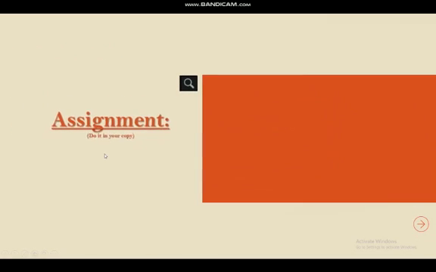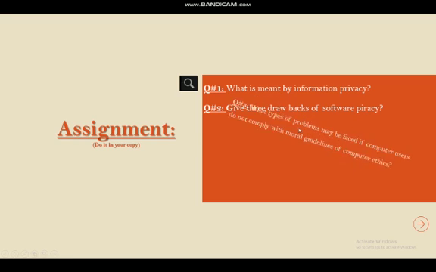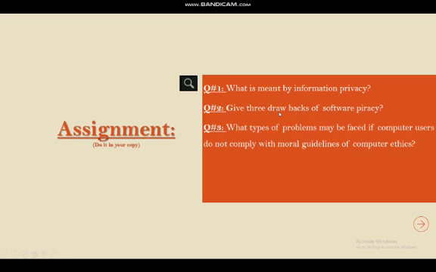So you have an assignment, do it in your copies. The first question is, what is meant by the information privacy? Your information is your information, so that's private. So you have to write down information privacy, the definition. Give 3 drawbacks of software piracy. There's a difference between privacy and piracy. Privacy means private, piracy means making illegal copy of the software, making illegal copy of copyrighted software. Drawbacks means flaws of the software piracy. Side effects.